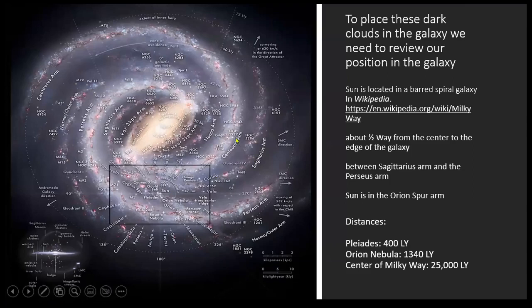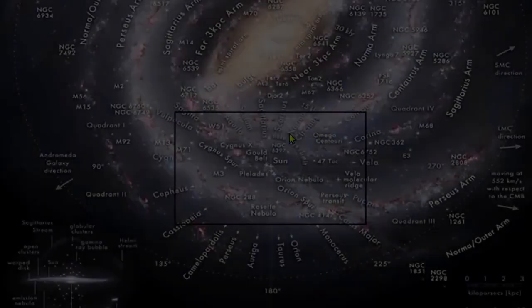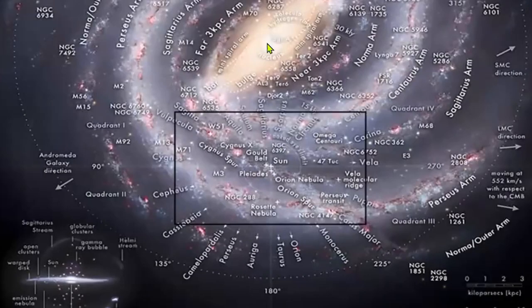So we are in a barred spiral galaxy, as many of you know. This is a face-on view. And we're about halfway from the center of the galaxy to the edge of the galaxy. It's about 26,000 light years from the sun to the center of the galaxy, right?